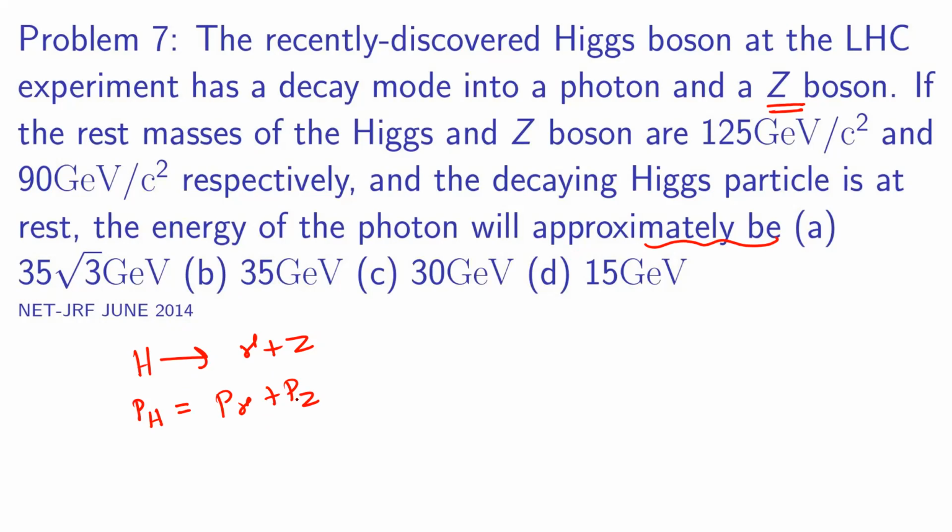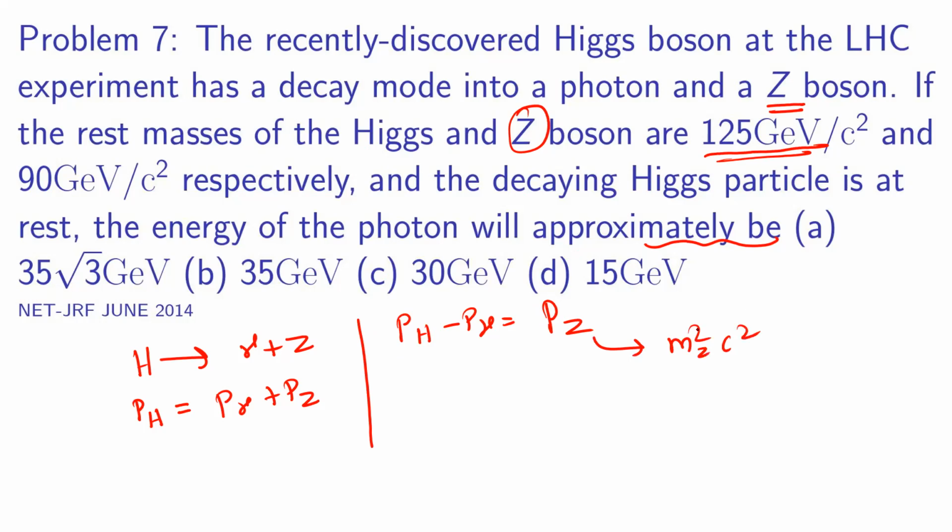Okay, and we don't know the momentum of the Z boson, but the mass is given. So we need to eliminate the momentum of the Z boson. So we'll write Ph minus P gamma, these are four momenta, is equal to Pz. Now, if you square this on both sides, you simply get mz square c square. So you don't have to worry about the Pz vector. This information is not needed because that information is hidden in the fact that when you square this, you'll get mz square c square.